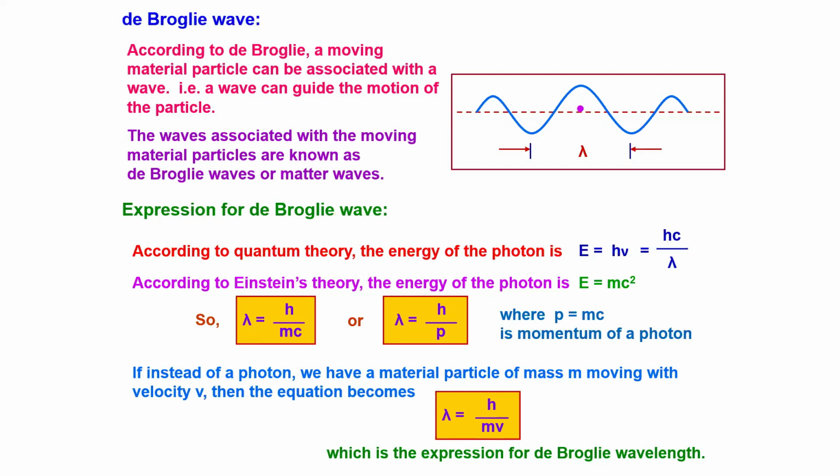So here the de Broglie wavelength can be derived from E = hν = hc/λ. So we can write λ = h/mc, or else λ = h/p, or in terms of momentum, λ = h/mv.